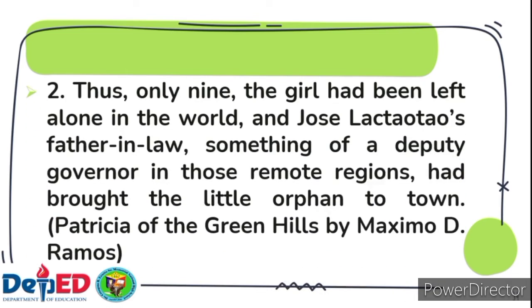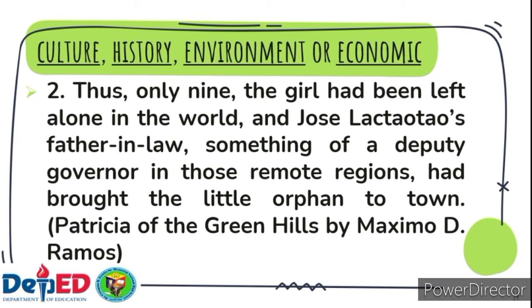Okay, number 2. The girl had been left alone in the world, and Jose's father-in-law, something of a deputy governor in those remote regions, had brought the little orphan to town. From Patricia of the Green Hills by Maximo D. Ramos. Is it culture, history, environment, or economic?